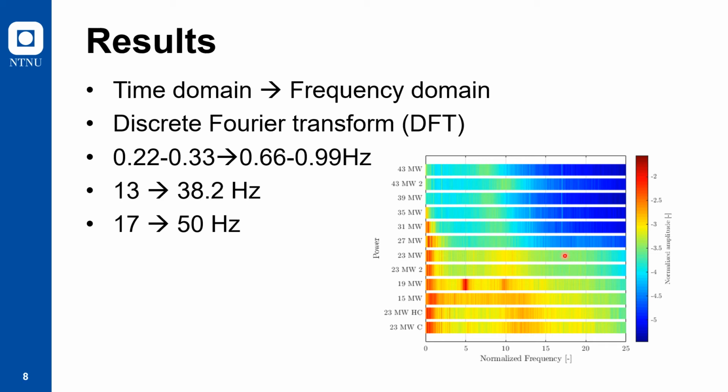Here you can see the draft tube vortex, which has a value of about 1/3. It is at higher operating points. It's also possible to see rotor-stator interactions, which has a normalized value of 13. This matches the number of runner blades. We can also see the grid frequency of 50 Hz, which has a normalized frequency of 17.